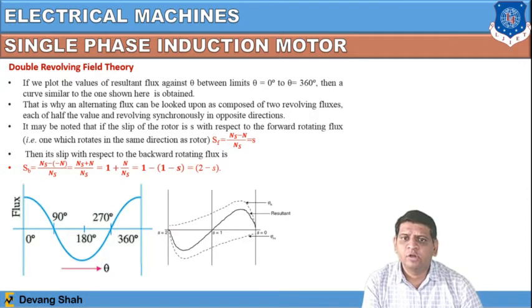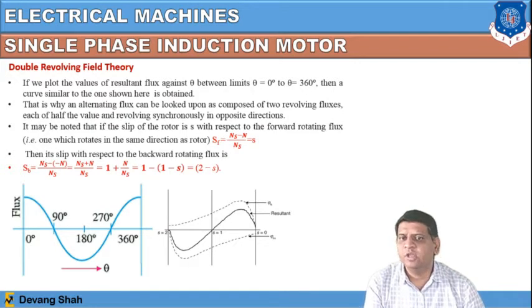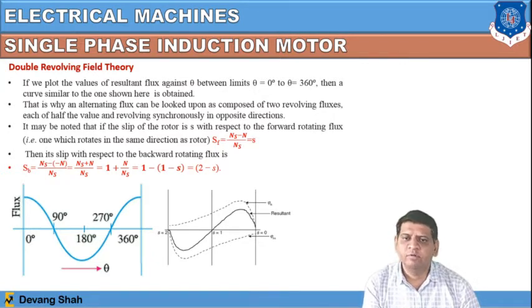Now if you check the slip condition of the rotor, once the rotor is moving in the forward direction, the slip sf is equal to (ns minus n) divided by ns, which is s, where ns stands for the synchronous speed of the rotating magnetic field and n is the speed of the rotor. In the same way, the slip of the backward rotating flux, sb, is equal to 2 minus s. This is just the equation based on the slip of the double revolving field theory.